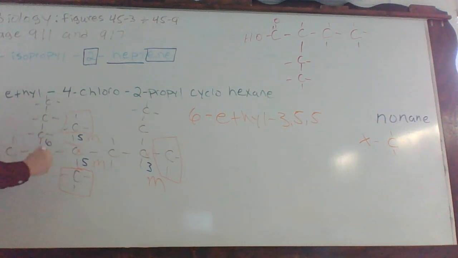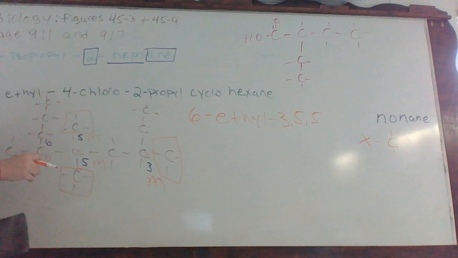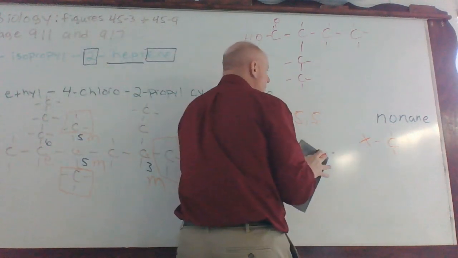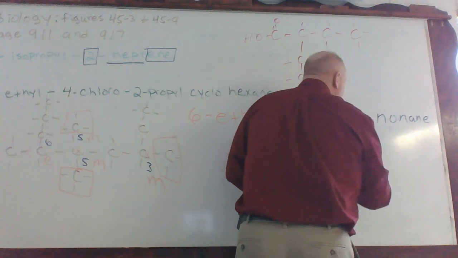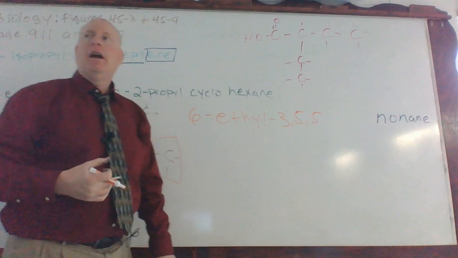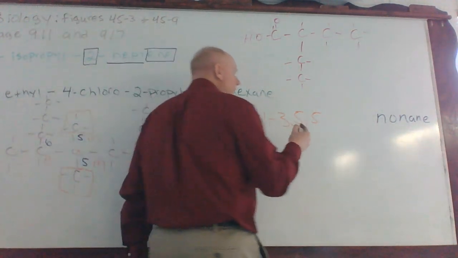Now we see that we've got 3 methyl groups. Where are those methyl groups located? On the 3rd, the 5th, and the 5th. So now that we know that we've got 3 methyl groups, this tells us where they're at, and the prefix for 3 methyls is what?